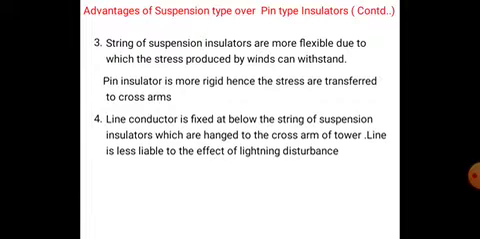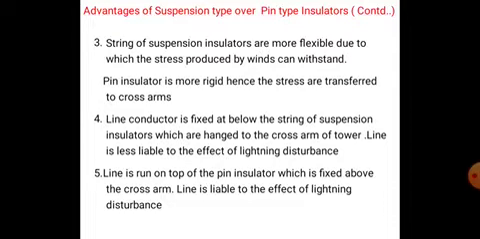The line conductor is fixed below the string of suspension insulators, which are hung from the cross arms of the tower. The line is less liable to the effect of lightning disturbance. In the pin type, the line runs on the top of the pin insulator, which is fixed above the cross arm. The line is liable to be affected by lightning disturbance.